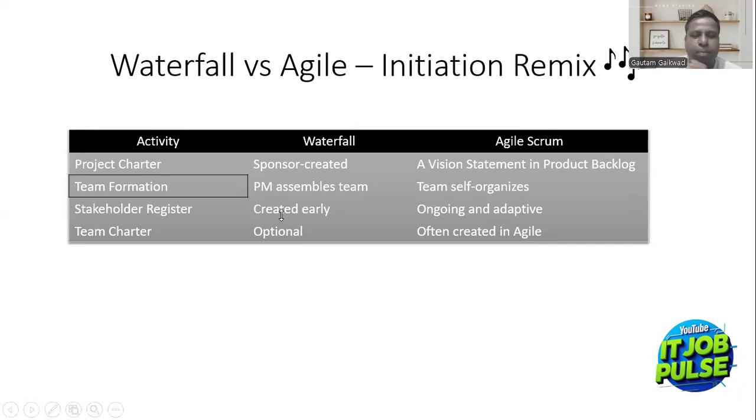Stakeholder register: created early, ongoing and adaptive. The difference is that once we create a stakeholder register in waterfall, we basically cannot make any changes, but in Agile Scrum we always consider it ongoing and adaptive. Team charter in waterfall is optional, and in Agile it is created mostly.